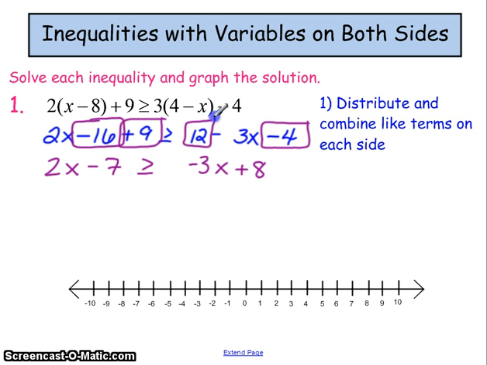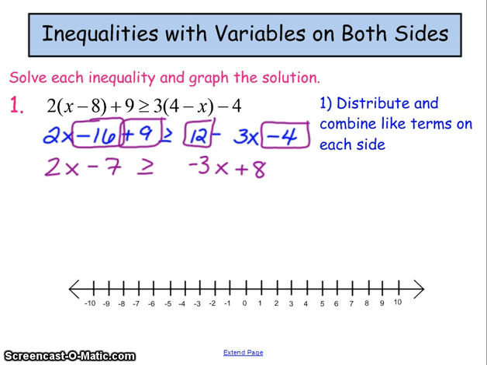Because as far as like terms go, you want to remember that the sign in front sticks to the number. So that's why this was negative 16 and positive 9, which made negative 7, positive 12, and negative 4, which made positive 8. And I remembered to keep this negative sign with the negative 3x.